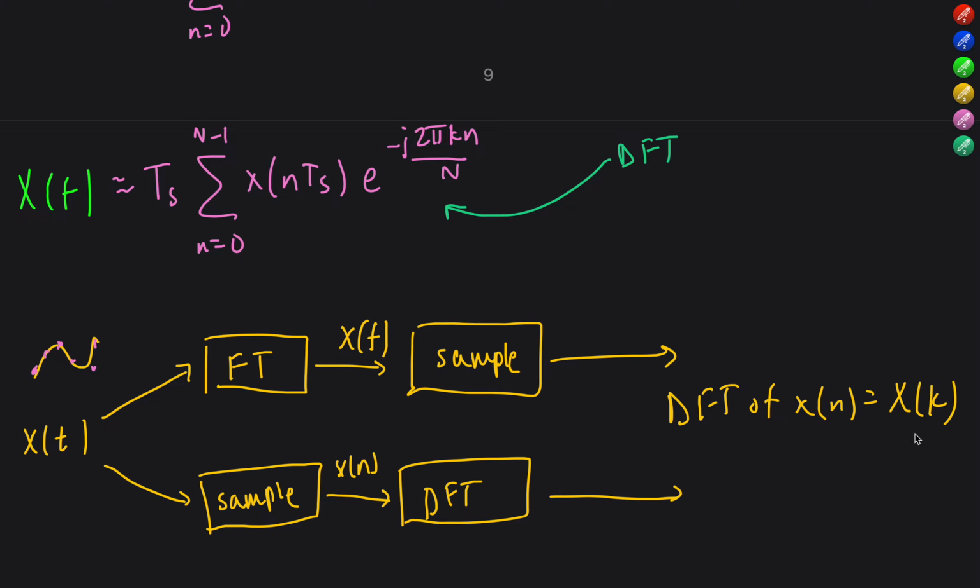All this is saying is that we can approximate the Fourier transform with a DFT, and there's this nice sampling transform pair that we can apply to any continuous time signal to get out the DFT of the discrete version of that continuous time signal.